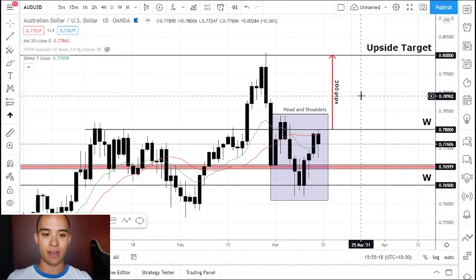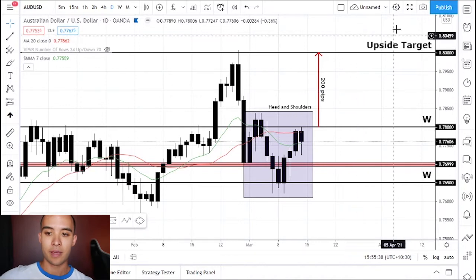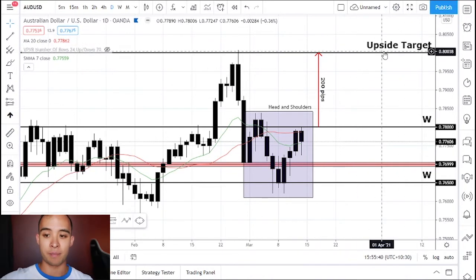Here on the chart we have the Aussie dollar. Now I'm going to explain what I have drawn on the charts real quick, just to make sense of everything. Most of it is labeled, so it should make sense. So let's go through it top to bottom. Here, obviously you see I have my upside target, and pay attention to the time frame.